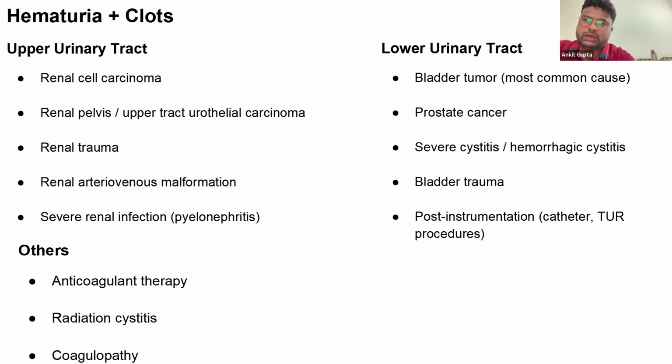In the lower urinary tract, if it is from the bladder or from the prostate, we will get an amorphous kind of clot. If the clot is from the upper tracts, then we can get vermiform or worm-like clots.